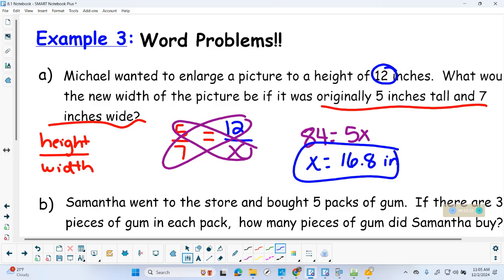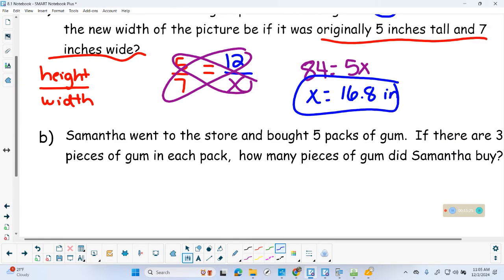Okay, final problem. And again, this is super easy. Don't let the fact it's a word problem. So Samantha went to the store and bought 5 packs of gum. There are 36 pieces of gum in each pack. How many pieces of gum did she buy?